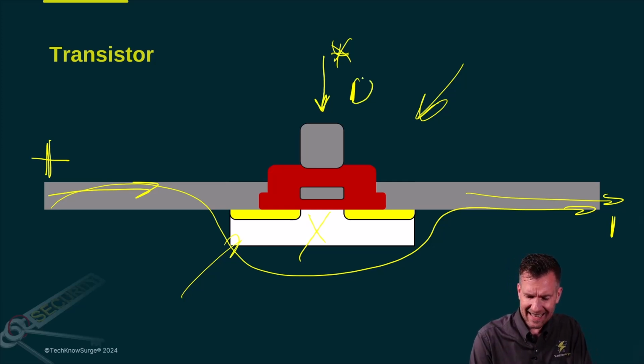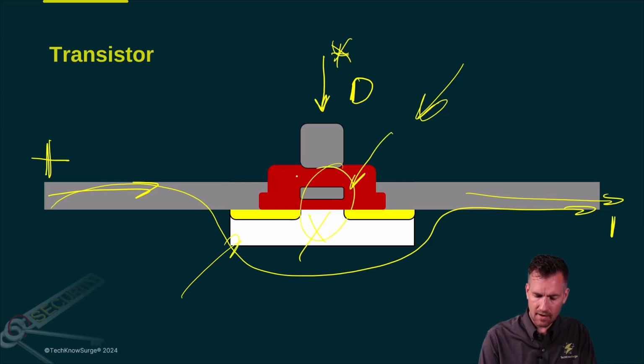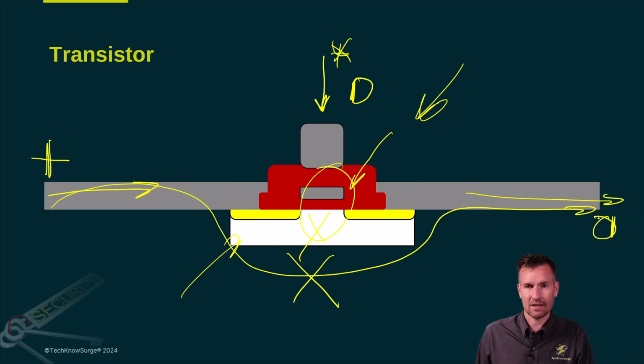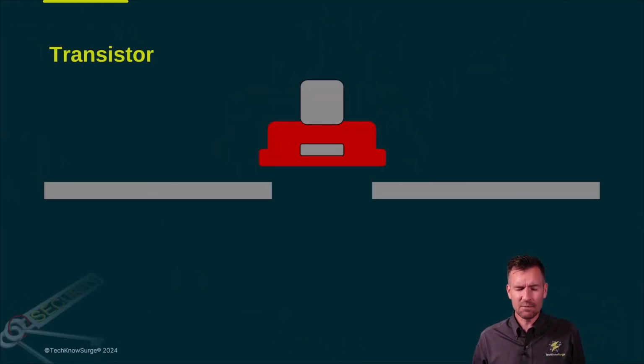However, if we don't have any electricity applied here, it's going to change the makeup of this area right here, and electricity won't flow through, and we're going to get a 0 on the other side. I'm going to change the way this looks and make it look like a button instead, like a switch, because that's essentially what it is.